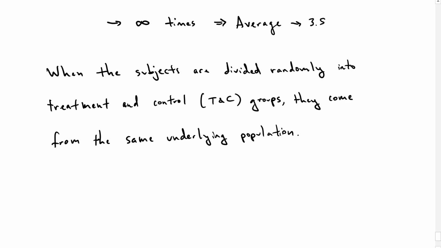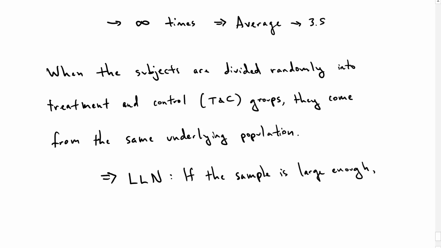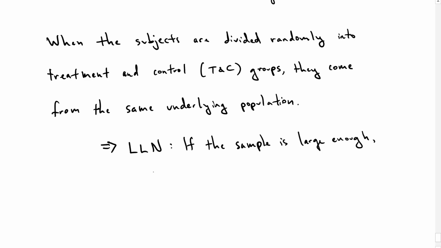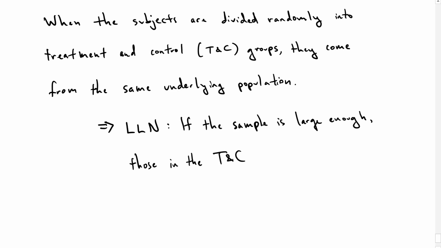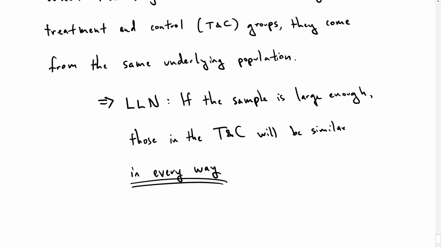Okay, and so again, through this law of large numbers, LLN, if the sample is large enough, those in the treatment and control groups, T and C, will be similar in every way except the treatment.